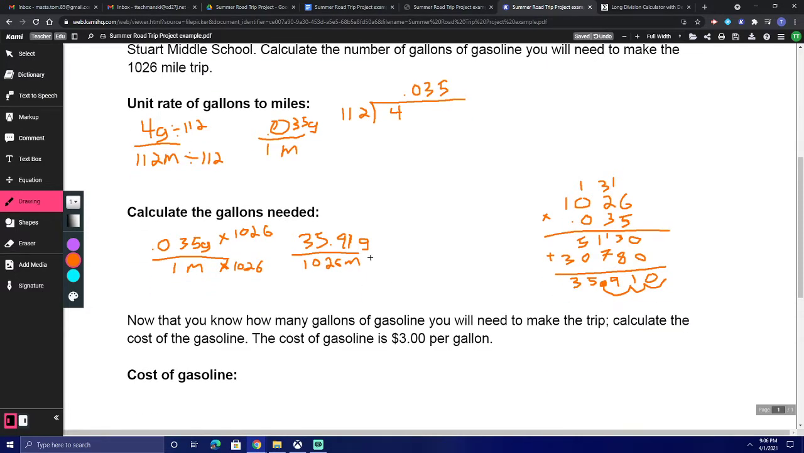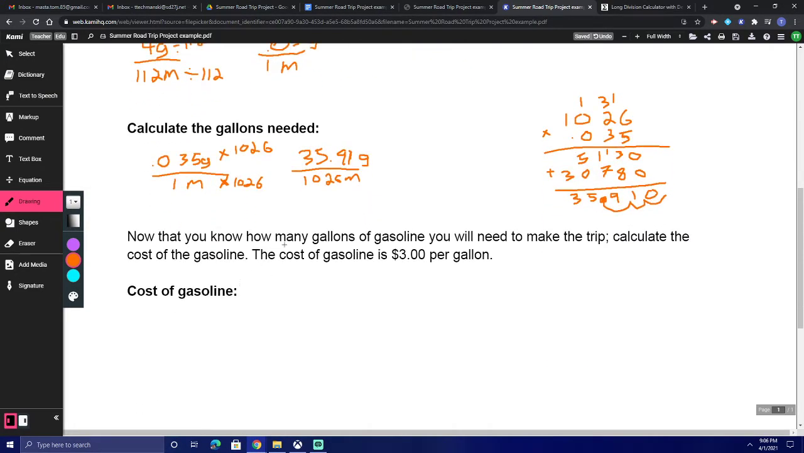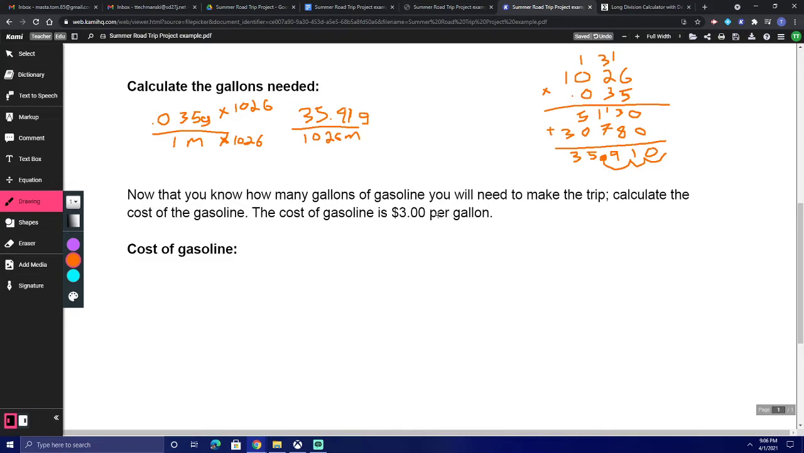And the last step of these problems is we have to figure out the cost of the gasoline that we are going to use on this trip. So in this problem, the cost of the gasoline is $3. This will change on every problem, so keep a heads up on that. So I can take the number of gallons, that 35.91, and I am going to want to multiply it by 3.